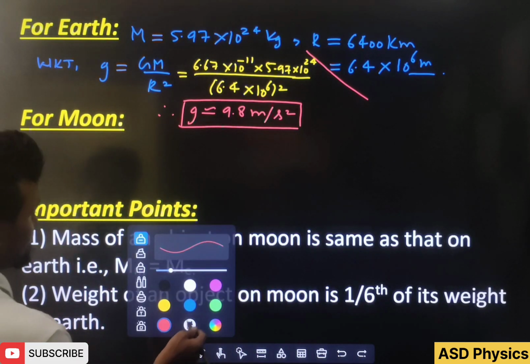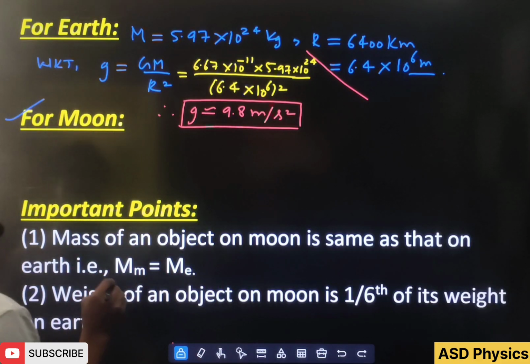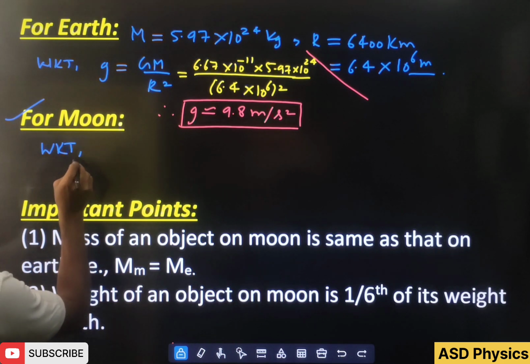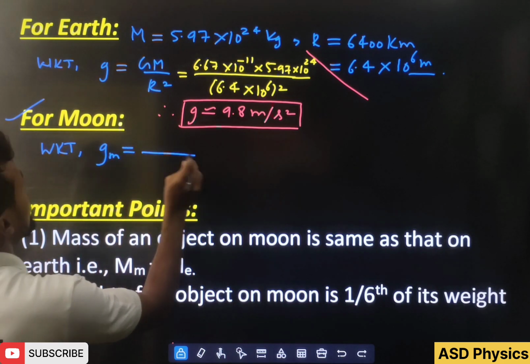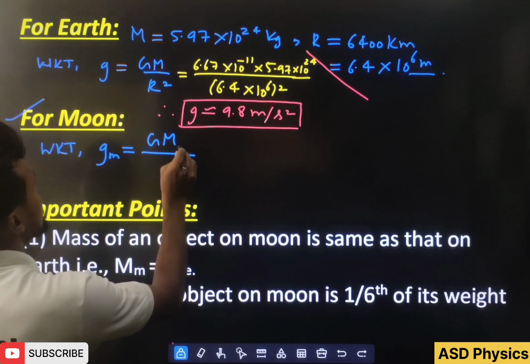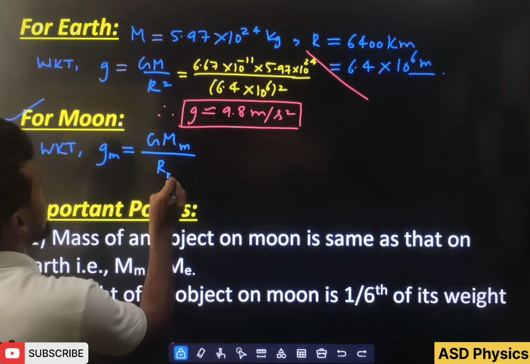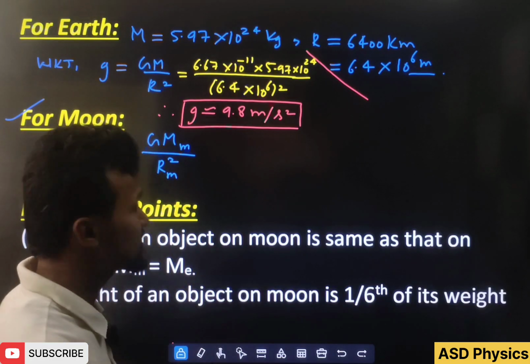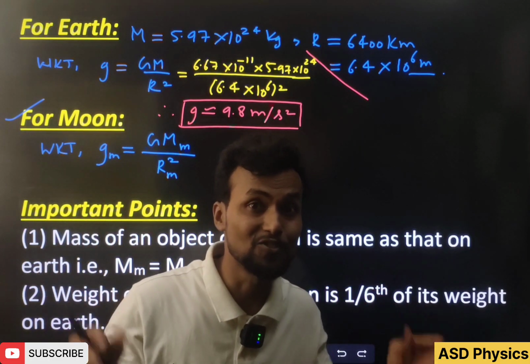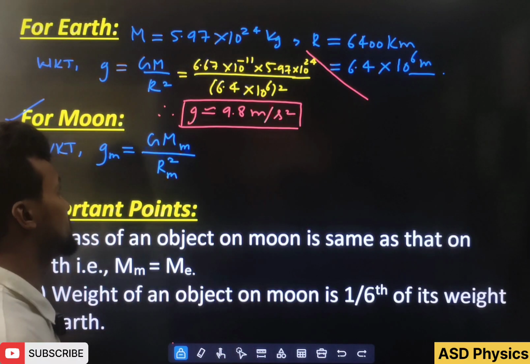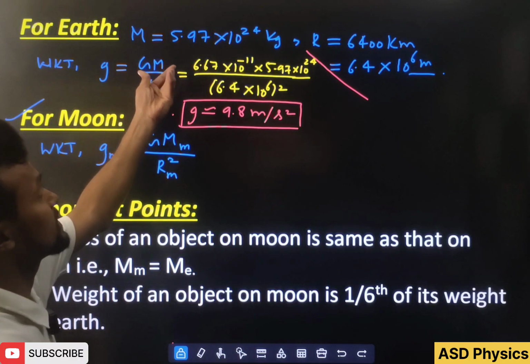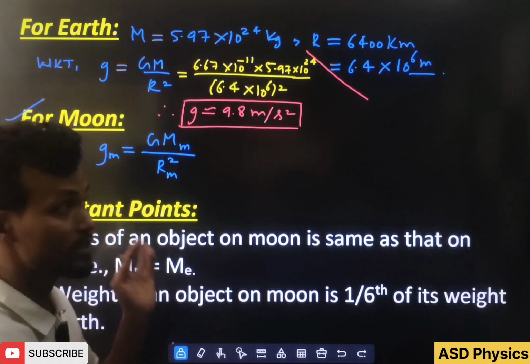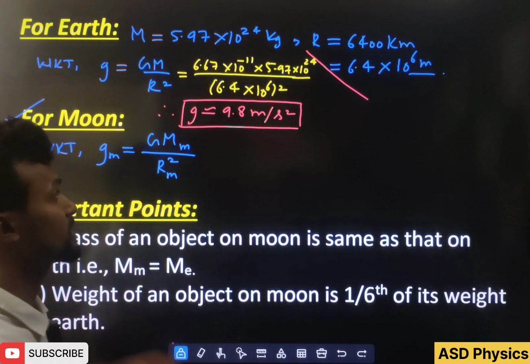Now if we talk about the moon, the gravity on the moon is given by capital G times the mass of the moon by the radius of the moon square. Because the gravity on any planet, even the moon, which is a satellite, has a heavy mass, so there also we can talk about the force of gravity. Just as here it depends upon the mass and radius of the earth, the gravity on the moon depends upon the mass of the moon and the radius of the moon.